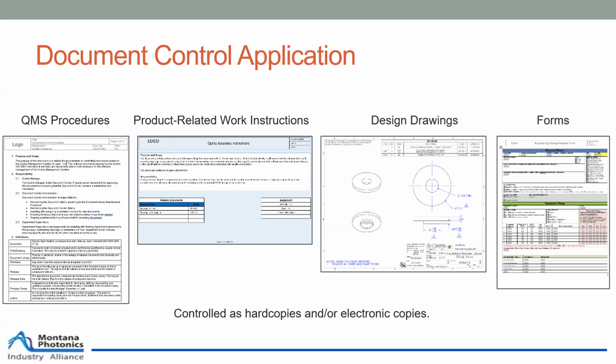You'll use this to control your design drawings that define the specifications and requirements for your products. You'll use this to store the forms you use to capture information and data that you'll eventually store as quality records. You can control these as hard copies, electronic copies, or both. And you can also use this to control versions of your software and firmware.